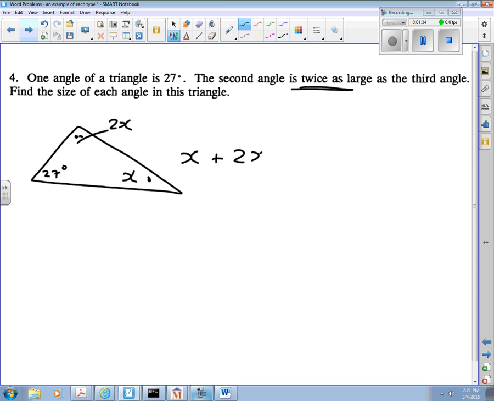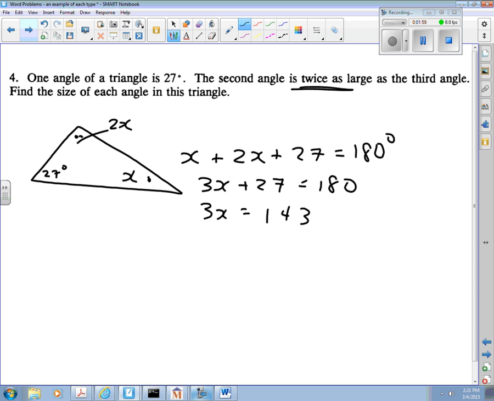1x plus 2x plus 27 degrees equals 180 degrees. My three angles have to add up to 180 degrees, or it's not a triangle. So 1x plus 2x is 3x plus 27 equals 180. That's just a piece of grade 8 algebra now. I'm going to minus 27 from both sides, which would be 143. Did I do that right? No, how about 153? That's better. Yeah, 53 plus 27, 80, 180. Yep, that's it. Then I'm going to divide both sides by 3, giving me 51 degrees for x.